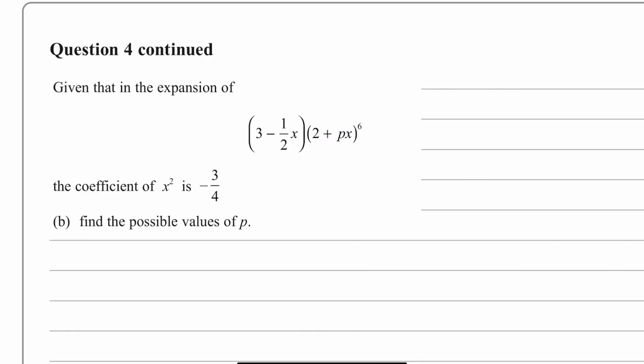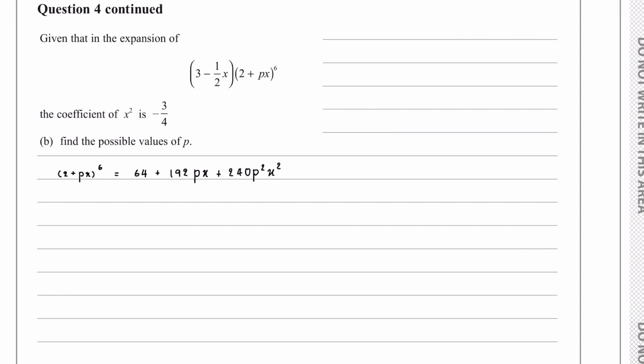And the next part is: the coefficient of x squared in this expansion is negative 3 over 4. We have to find the possible values of p. So here is the expansion of (2 + px) to the power of 6 from the previous problem. And now we have to multiply (3 - 1/2 x) to this expansion, which is this term. And then we have to focus on the coefficient of x squared.